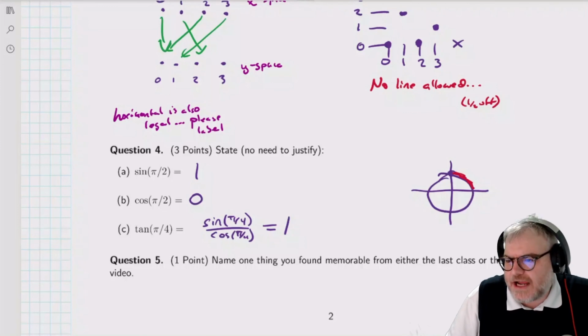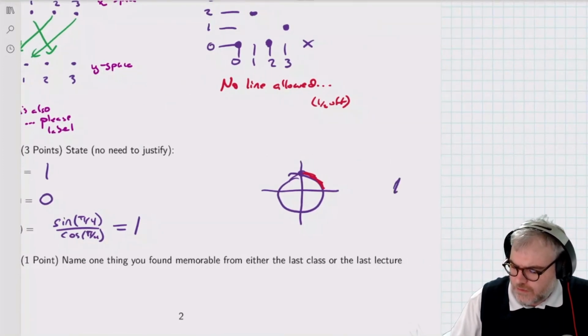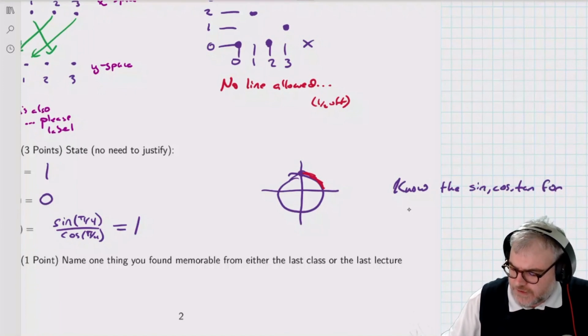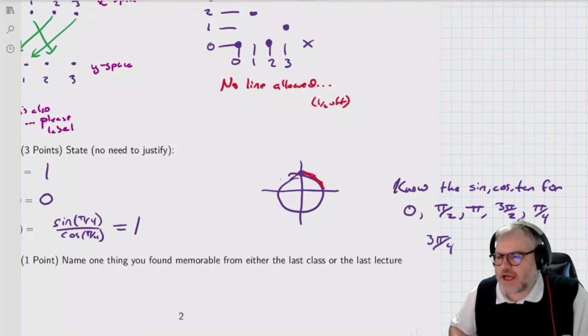These are the values, by the way, that I want you to know. I want you to know this one. Know the sine, cosine, and tangent for these values: 0, pi over 2, pi, 3 pi over 2, pi over 4, and what is this? 1, 2, 3 pi over 4. Those are the ones I want you to know.